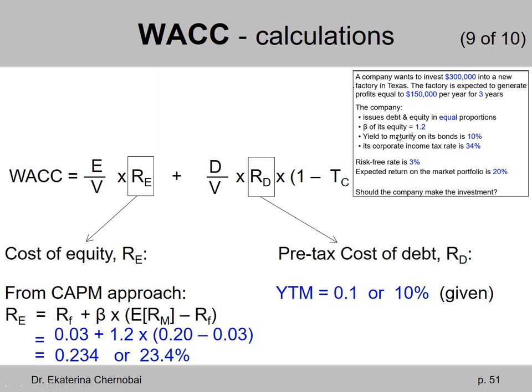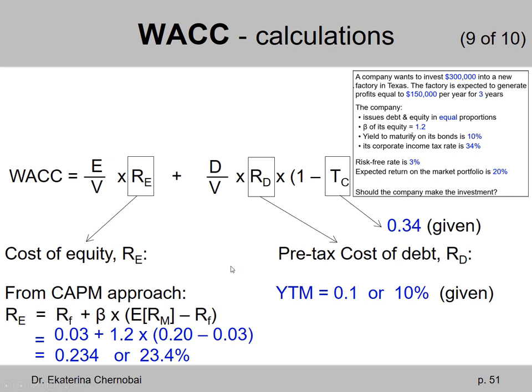The yield to maturity is 10%. It's already given. So there's nothing we really need to calculate. We don't need to solve any bond problem for YTM. We already know the pre-tax cost of debt. Okay, then the tax rate, the corporate income tax rate, TC, that's also given, 34% or 0.34 in decimals.